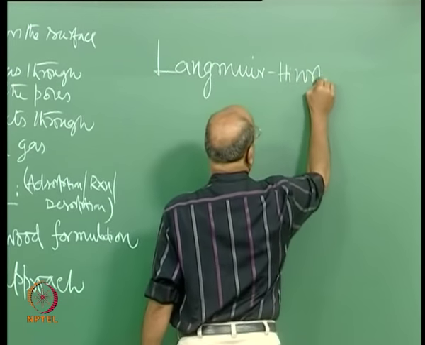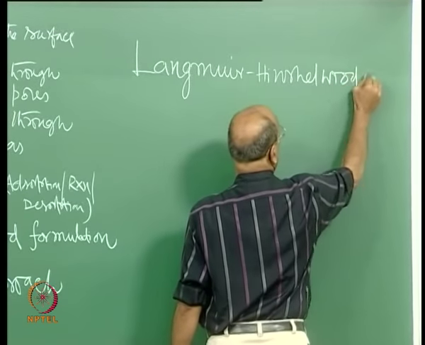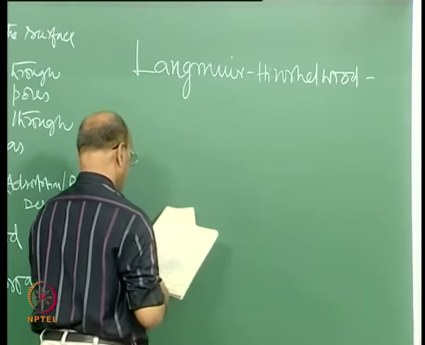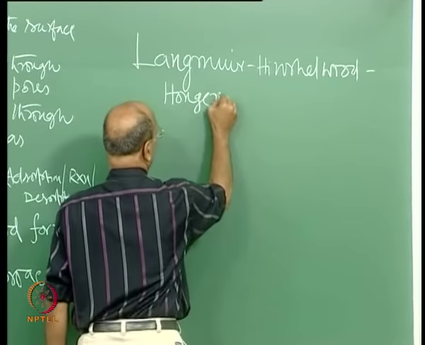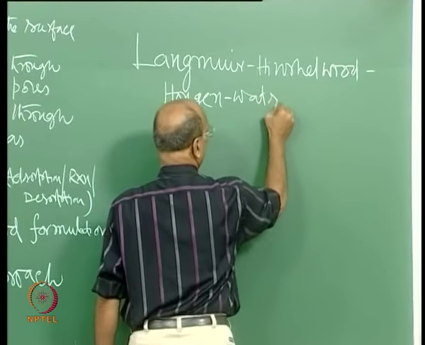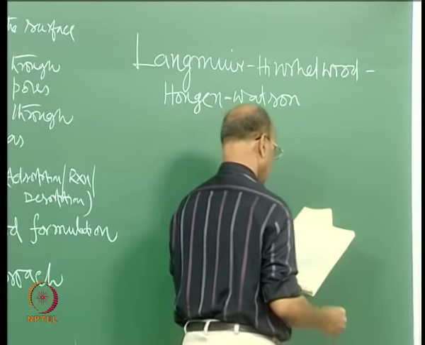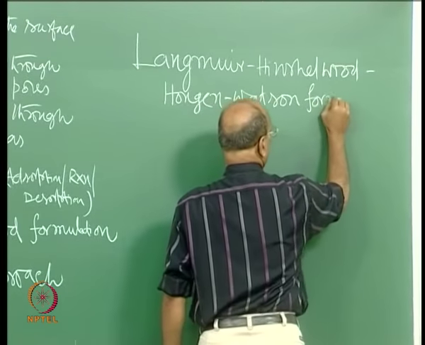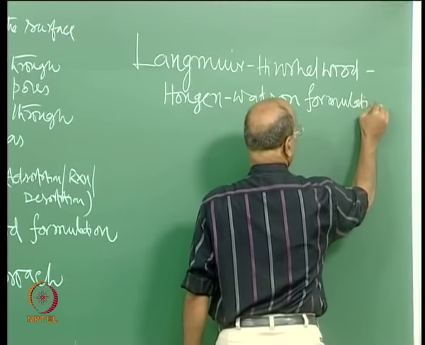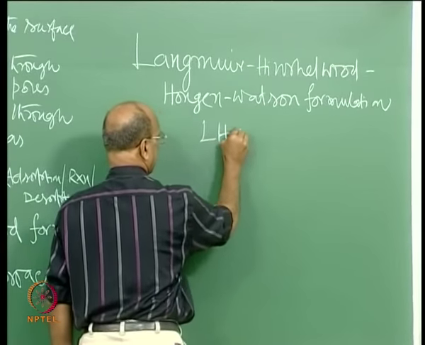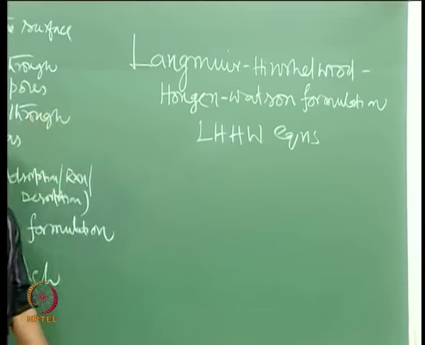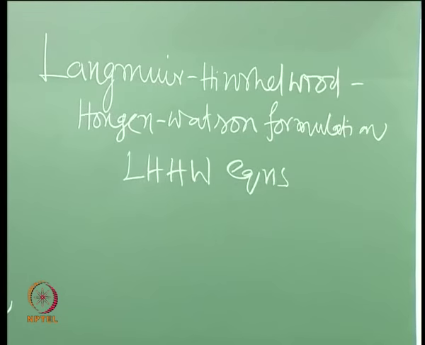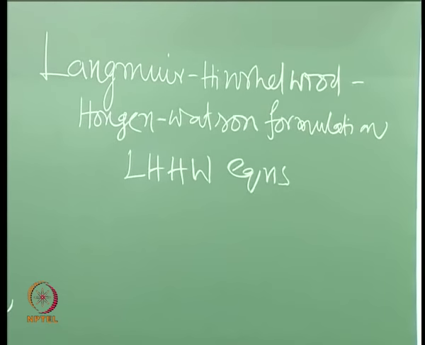Langmuir, Hinshelwood, Haugen, Watson, all combined, Haugen Watson formulations. We call them LHHW equations, LHHW kinetics, LHHW models, all these things. LHHW means Langmuir, Hinshelwood, Haugen, Watson models.